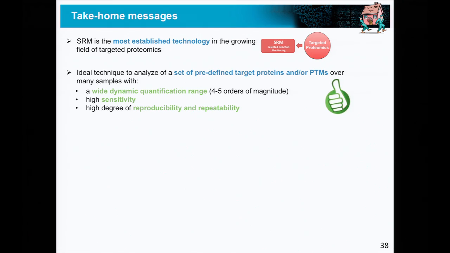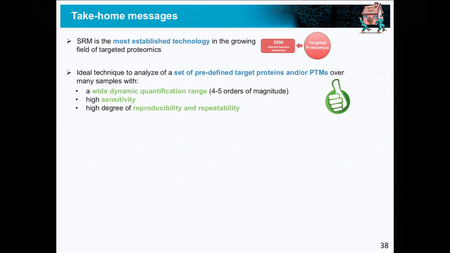And the advantages that you can expect from your SRM measurements is that you can cover one of the widest dynamic quantification ranges, namely 4 to 5 orders of magnitude, which means you will be very sensitive, more sensitive than with many other mass spectrometric techniques, and you will have this high degree of reproducibility and repeatability. Your matrix of data, this was the picture that Rudy showed, will be more filled than when you work with discovery proteomics.